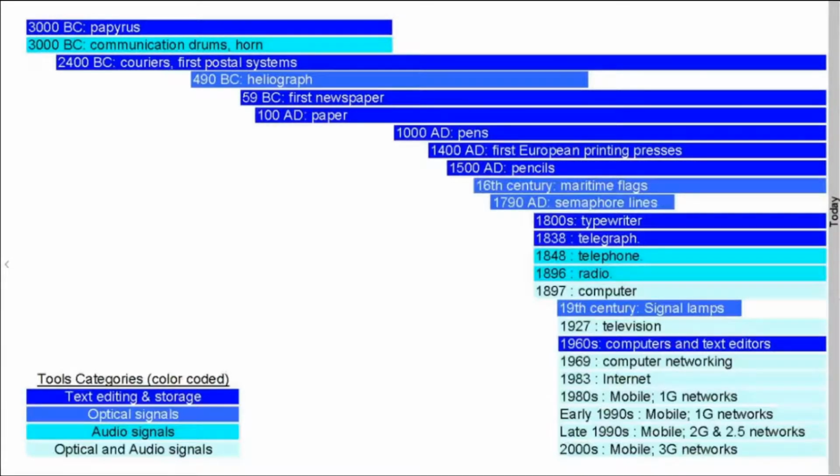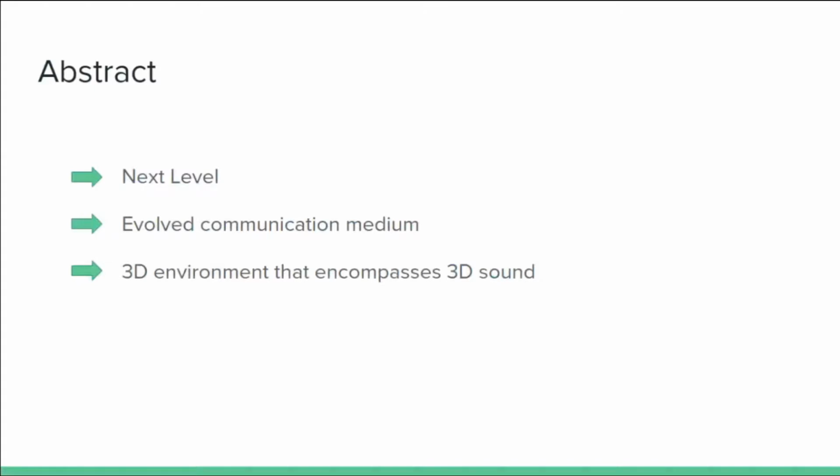Yep. So this is the next level of communication. It's an evolved communication medium. Basically, you could say that when it reaches its full evolution, it could be the final form of data communication, because it's a complete surrounding in a virtual environment that basically becomes your world as you communicate with loved ones or play games, etc.